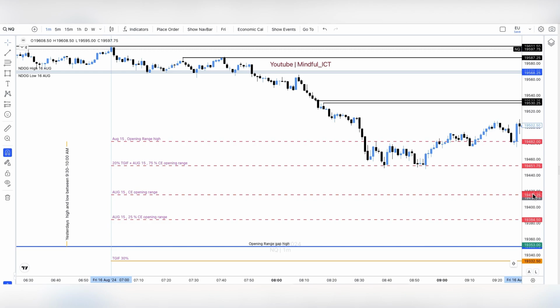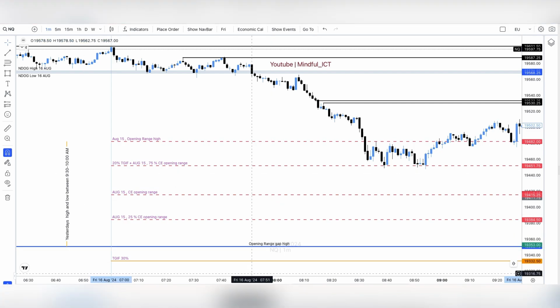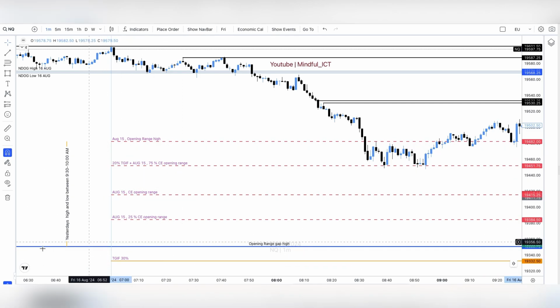Let's dive in. Before we dive into the nitty-gritty of price action, let me explain what all these lines represent so you don't get confused. These lines from here to there represent the opening range, which is the high and low formed yesterday between 9:30 and 10 in the morning.